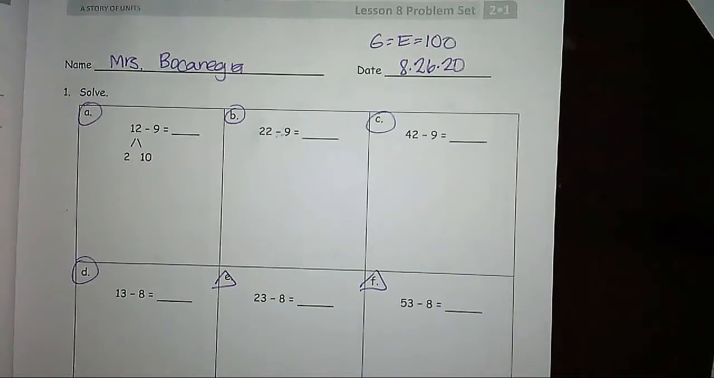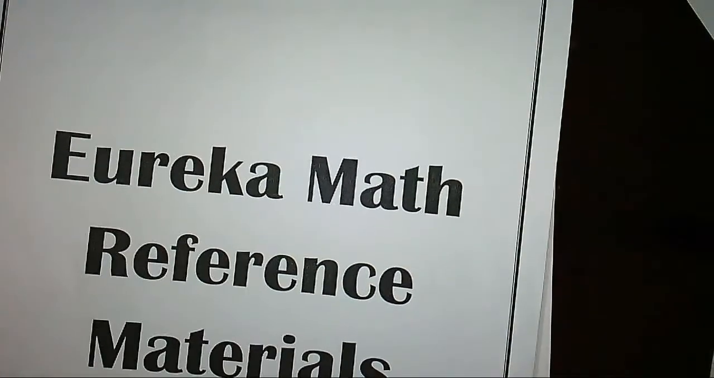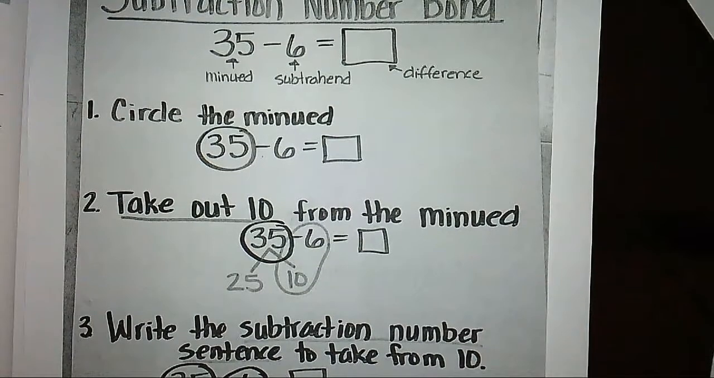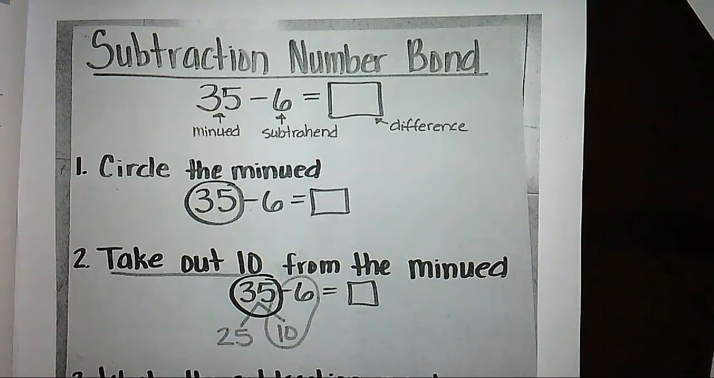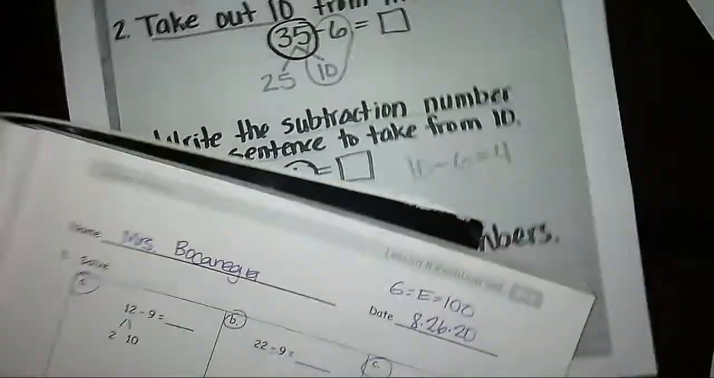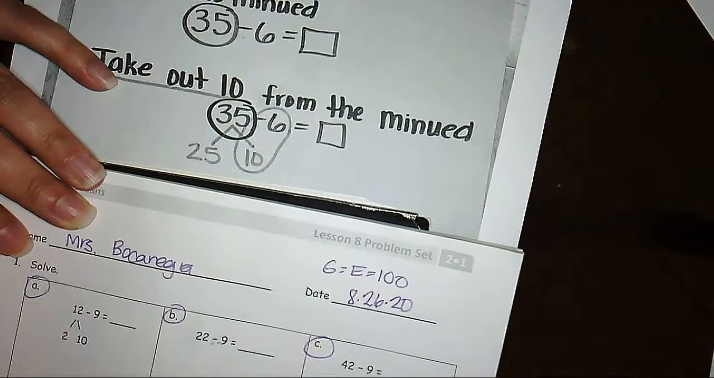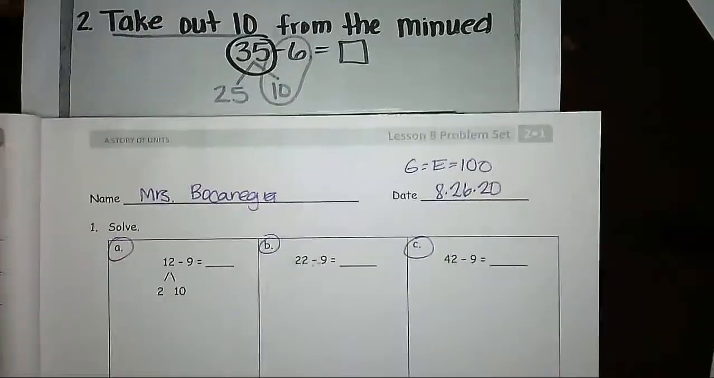You also need your reference material open to the part where it says subtraction number bond. I'm going to give you 10 seconds to do that. 10, 9, 8, 7, 6, 5, 4, 3, 2, 1, and you should be ready. If you're not, it's okay. Pause the video. So we are going to work these problems together. We're going to work A, B, C, and D. The rest, we're going to work in the class.